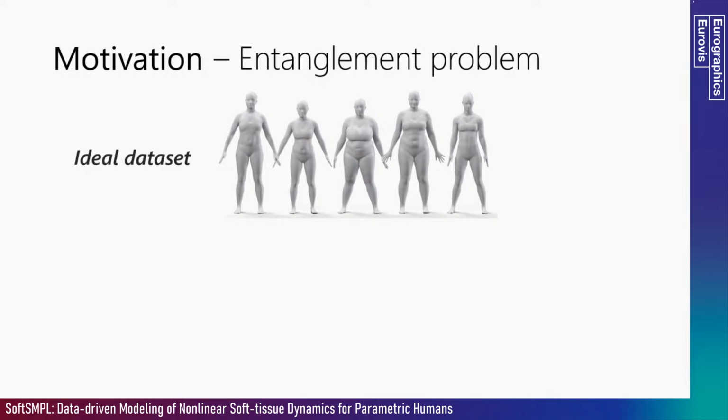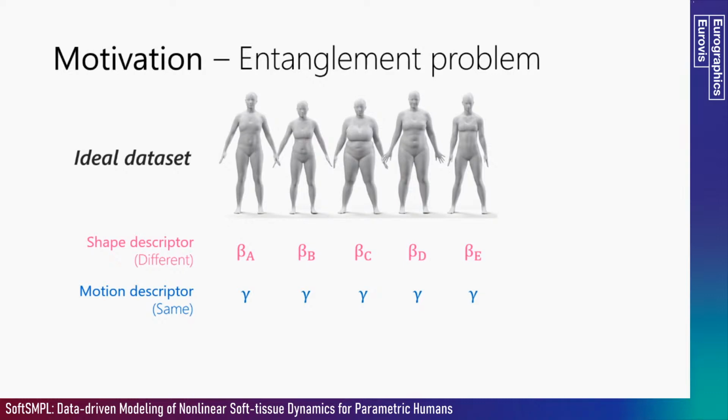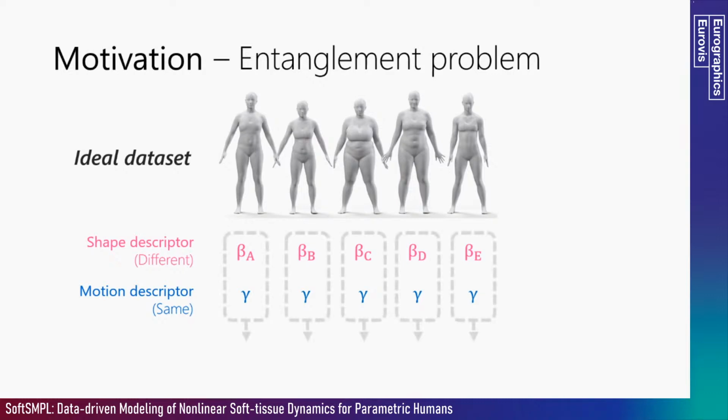In an ideal dataset, each subject would have a different shape descriptor, but the motion would be exactly the same for all of them. This way, during training the model will see that the same motion descriptor alongside different shapes produces different soft tissue displacement. Since the shape descriptor is the only input that changes, the model will easily identify the effect that this parameter has on the soft tissue, and it will generalize well to new body shapes.